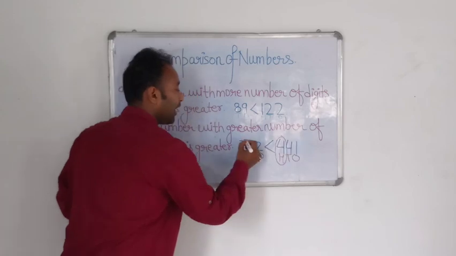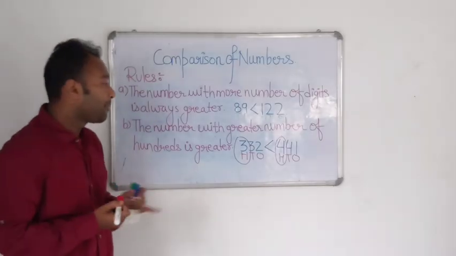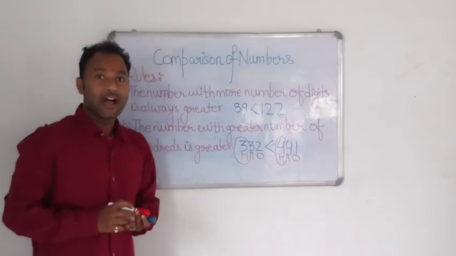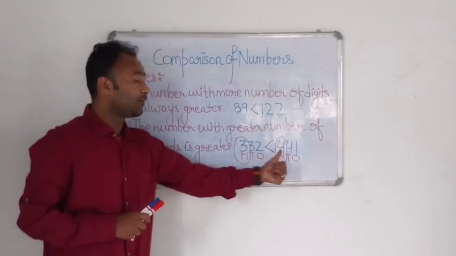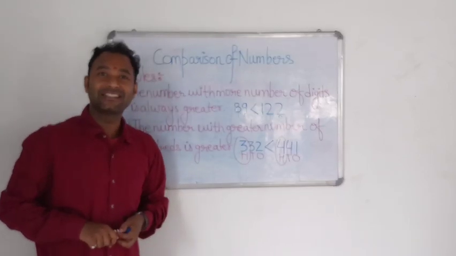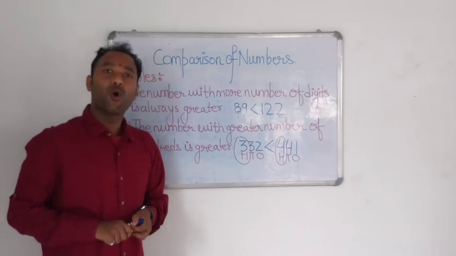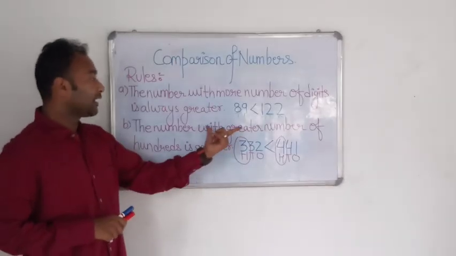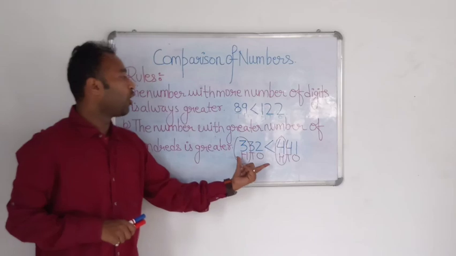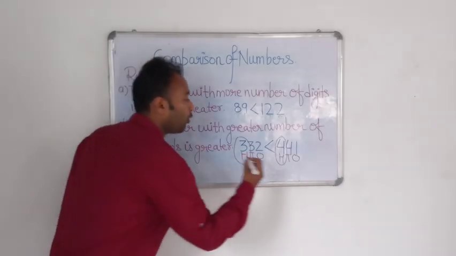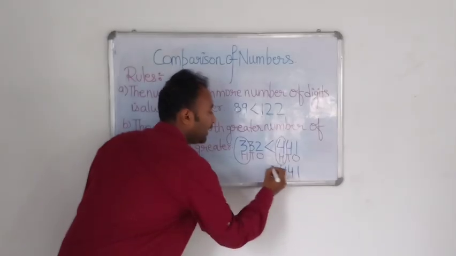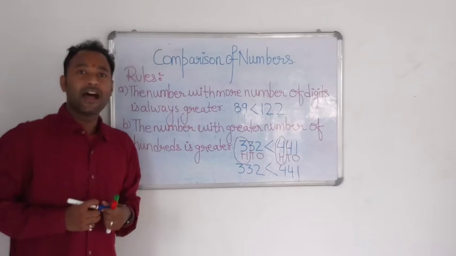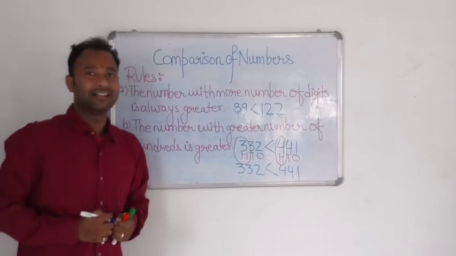So you will check the hundreds position. Now compare both hundreds positions. This is 3 and this is 4. If I ask you to compare 3 and 4, can you tell me which number is greater? Very good, you are all intelligent. 4 is greater. As the rule says, the number with the greater hundreds digit is greater, so you will automatically say that 441 is greater than 332. Understood students?